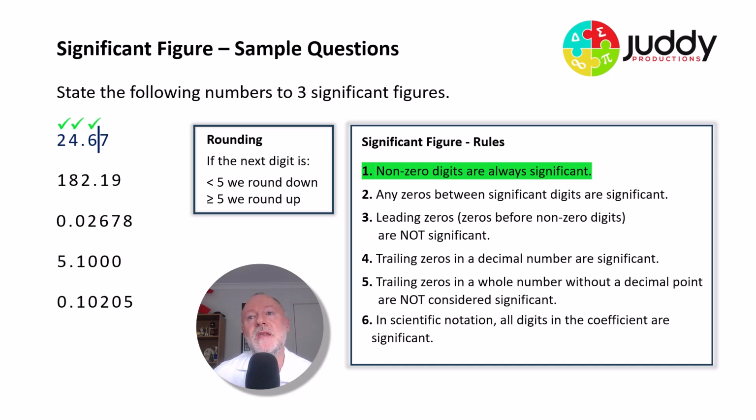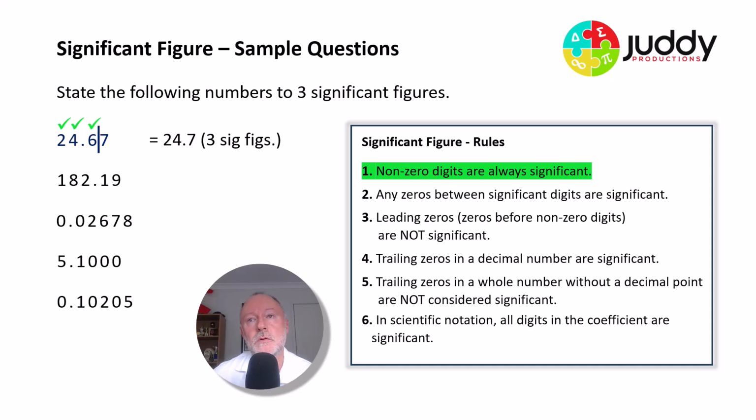And in rounding, if the next digit, that is in this case the 7, is less than 5, we will round down. If it's greater than or equal to 5, we'll round up. So that's a 7. Clearly it's greater than or equal to 5, and so we round up. So the 24.6 will round up to 24.7 to 3 significant figures.